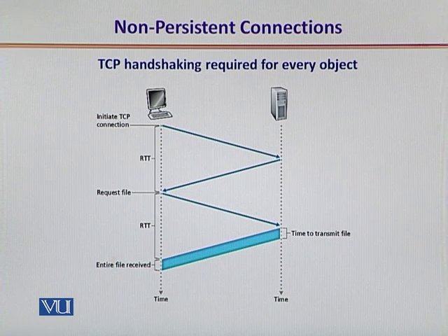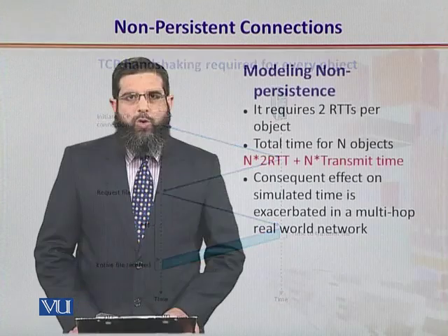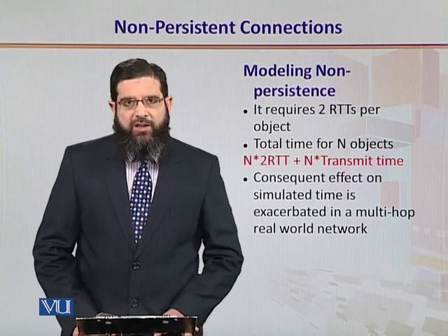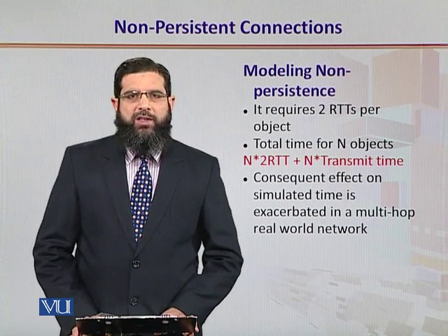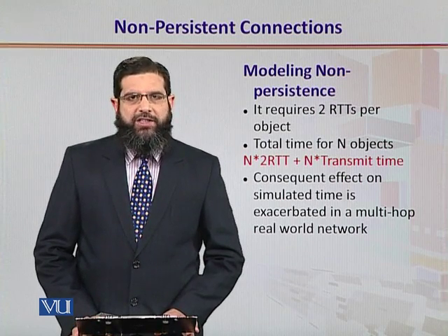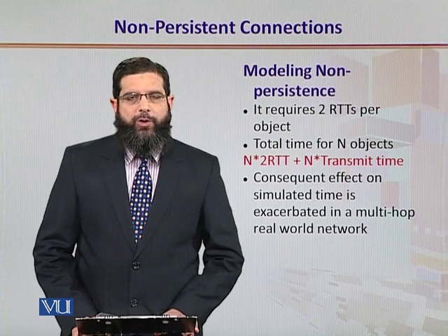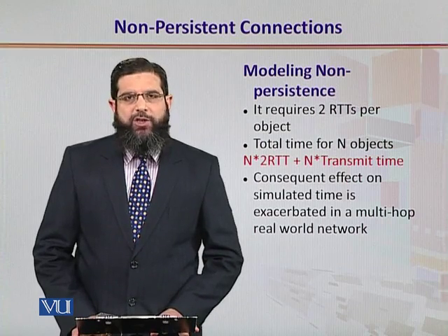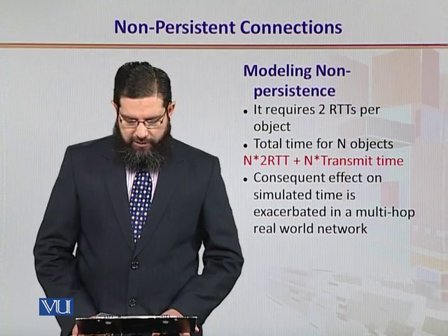Naturally, in modern times, this does not make sense. But as I said earlier, in old times, there was no requirement as such. So non-persistent was pretty much acceptable. If we are using non-persistent HTTP, and if we have more than one object, one thing is for sure: TCP handshaking, both for connection establishment and connection tearing down, is going to take place every time for every object. So it requires at least 2 RTTs, 2 round trip times, per object.